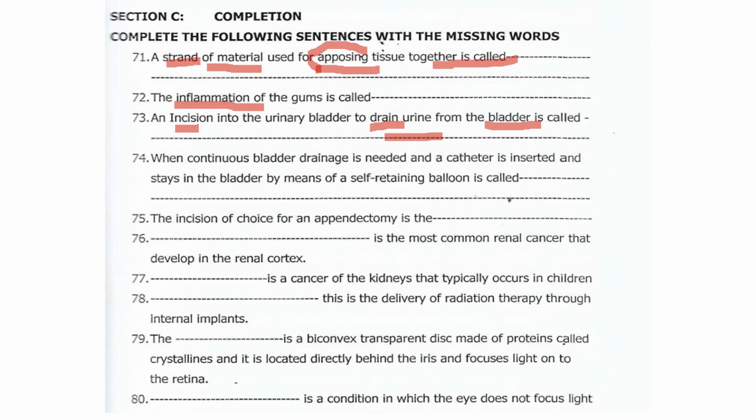Let's continue. 74 says, when continuous bladder drainage is needed and a catheter is inserted and stays in the bladder by means of a self-retaining balloon, this is called what? In other words, what they are asking you is, what is catheterization? That is a definition. Catheterization is a procedure used to drain the bladder and collect urine through a flexible tube called a catheter. So when continuous bladder drainage is needed and the catheter is inserted and stays in the bladder by means of a self-retaining balloon, it is called catheterization. That is basically the answer.